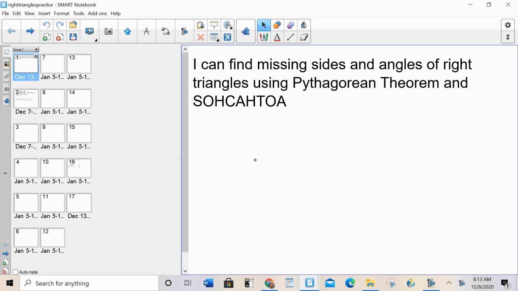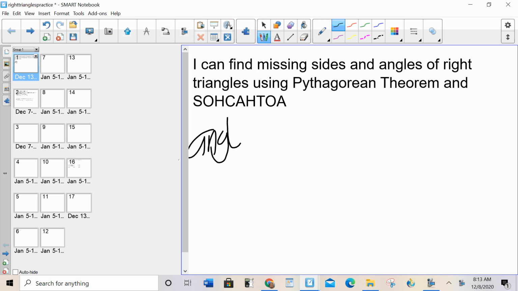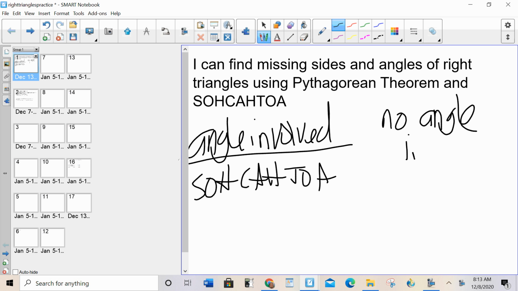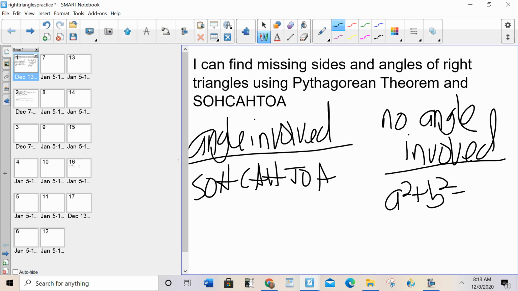So whenever you're dealing with a right triangle, it's going to either be Pythagorean Theorem or SOHCAHTOA. If there's an angle involved, then we use SOHCAHTOA. And if there is no angle involved, then we use Pythagorean Theorem. A squared plus b squared equals c squared.